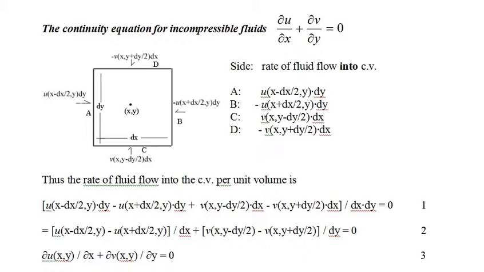Note that since the fluid is incompressible, the total rate of fluid flowing into the control volume must be 0. So the sum of the flow rates through each side is 0. Dividing the total flow into the control volume by the volume of the control volume gives equation 1, which can be arranged to equation 2, and taking the limit as dx approaches 0 and dy approaches 0 gives the continuity equation.